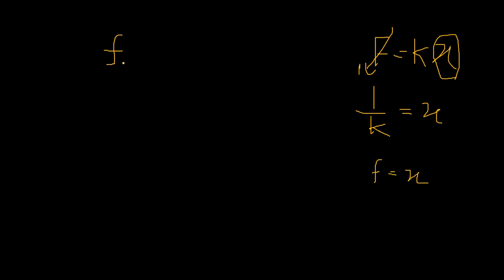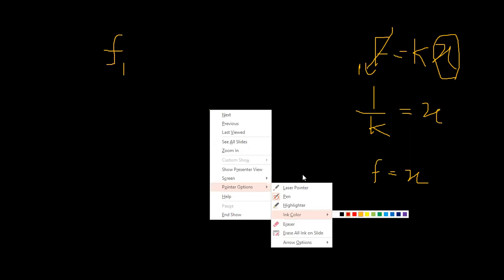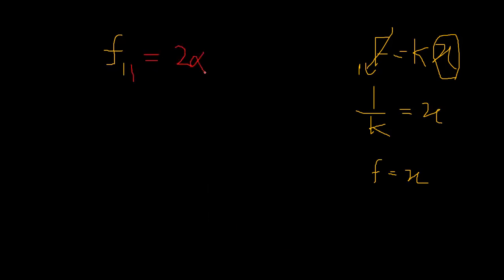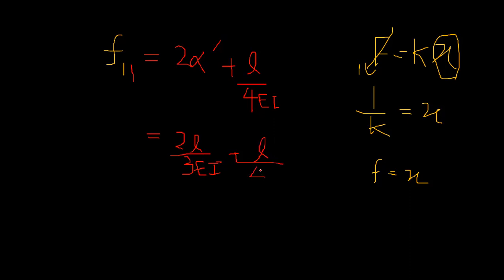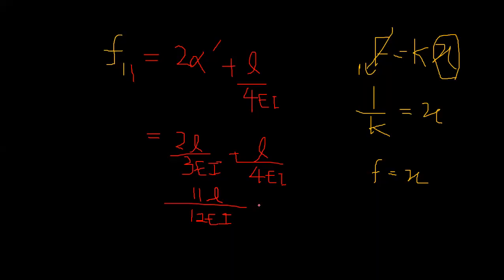So that's why f at first coordinate, due to the redundant is also at first coordinate, right? So that's going to be 2 alpha dash plus L over 4 EI, right? So your 2 alpha was L over 3 EI into 2 L over 3 EI plus L over 4 EI. So that's going to be 2 LEI, okay, 4, 8, and 3, 11 L over 2 LEI. Is it correct? So F11 is okay, right?